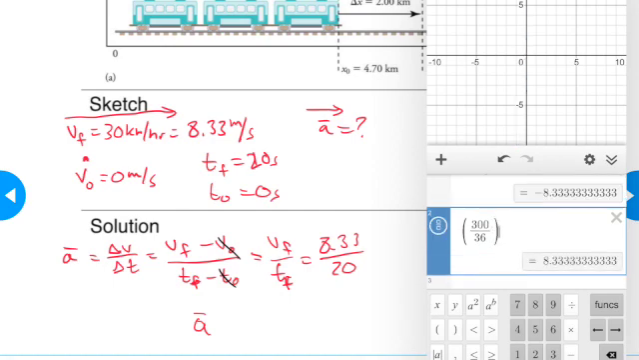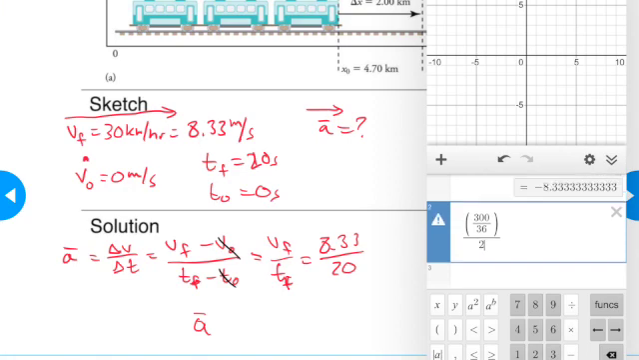I didn't mean to have the X there, sorry. The iPad slid down on me.